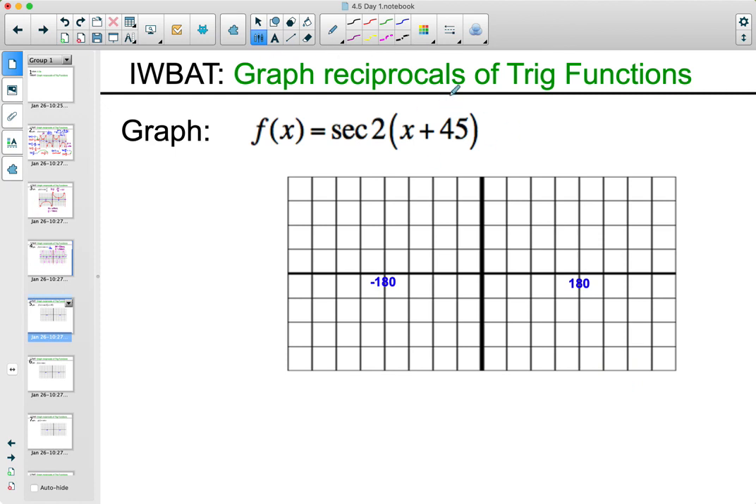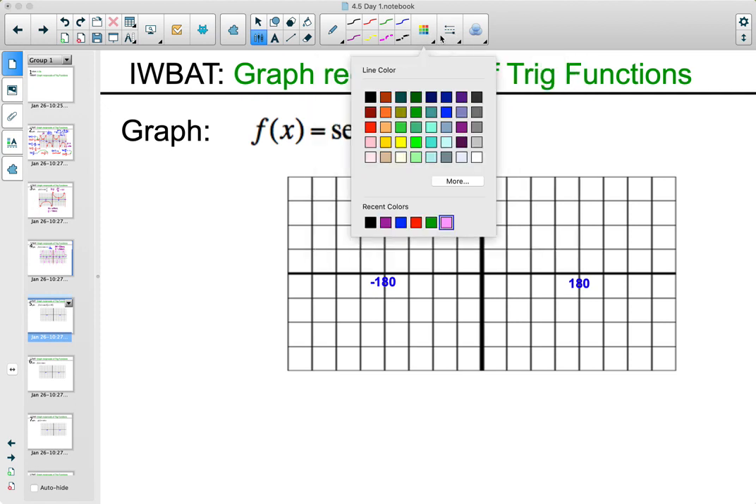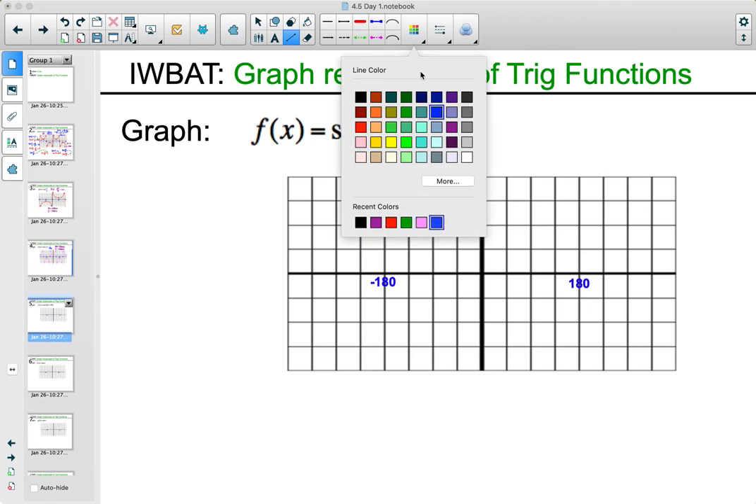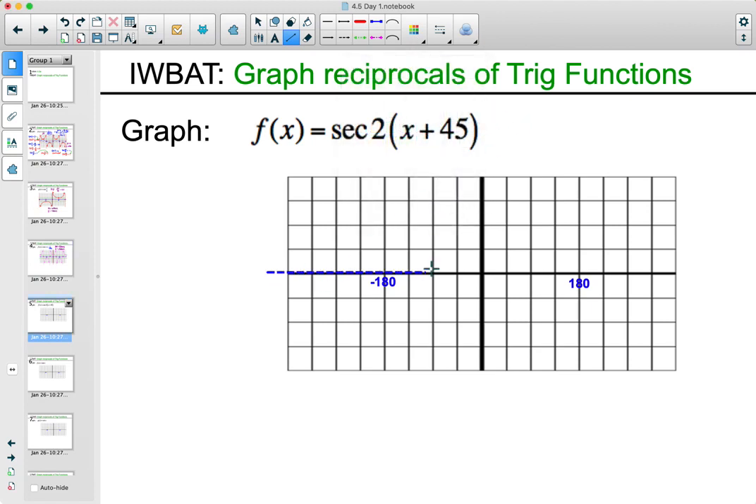So if we're going to take a look at this one, it has a bit of a shift with it and a change in the period. So for this one, let's go ahead and put the midline in. So there's no k value here, so the midline is still going to be the x-axis.